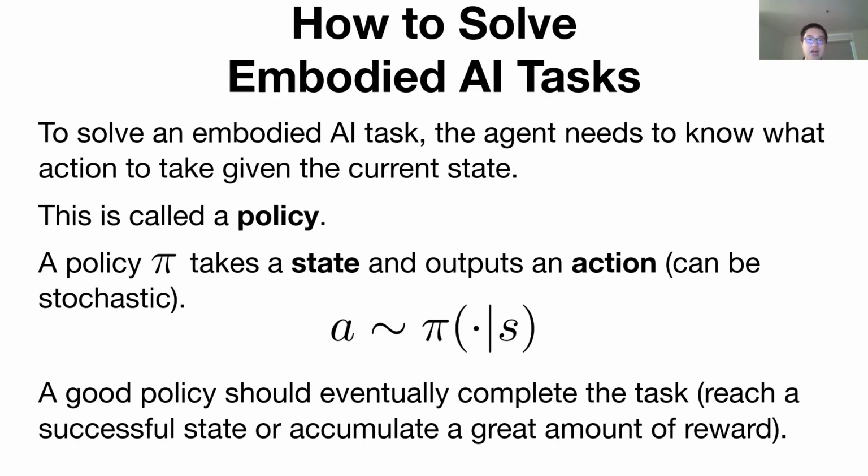Now, we have the world model and the success condition. How do we solve tasks? To solve an embodied AI task, the agent needs to know what action to take given the current state. And this is called a policy. A policy pi takes a state and outputs an action, and it can be stochastic. A good policy should eventually complete the task, that is, reaching a successful state or accumulating a great amount of reward.